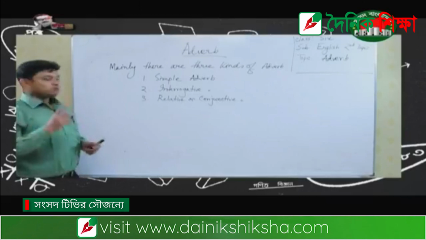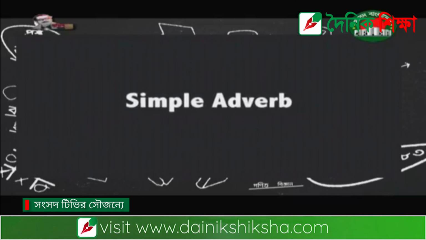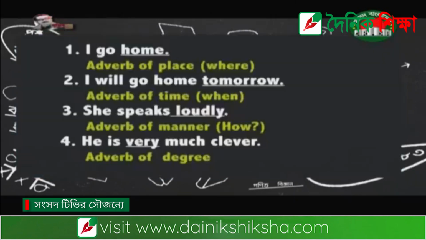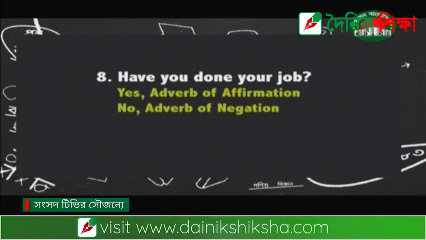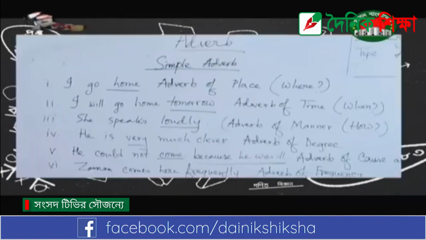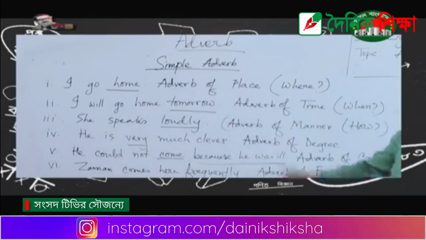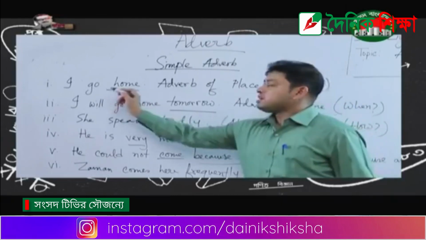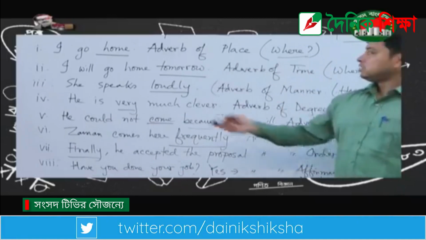Now our main target is simple adverb. We will be discussing simple adverb now. So dear students, please write down the examples, then we shall discuss this simple adverb. From the board, it becomes crystal clear that there are actually 8 kinds of simple adverb. The first one is adverb of place. So look at the example here. I go home. You ask the verb go, where? You get the answer, home.